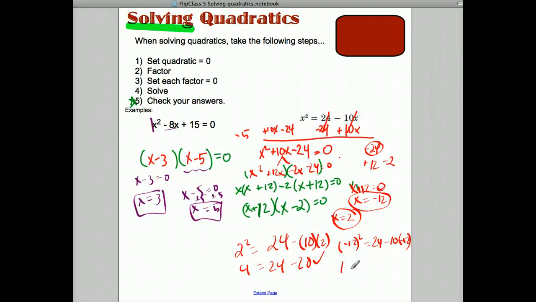And that gives me 144. Negative times negative is positive, equals 24, sorry about that, 24 minus negative 10 times 12. So that's a plus 120. So I get 144 equals 144. So that is my correct answer. But that's just to check my answer. My actual answer is this and this. There's two answers because it's an x squared, and those are my actual answers.